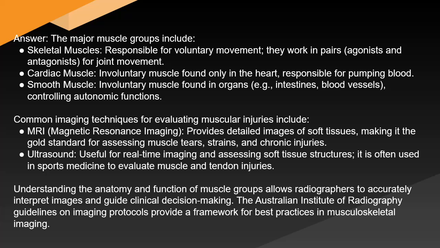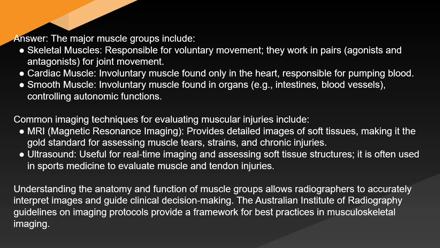Cardiac muscle, involuntary muscle found only in the heart, responsible for pumping blood. Smooth muscle, involuntary muscle found in organs, e.g. intestines, blood vessels, controlling autonomic functions. Common imaging techniques for evaluating muscular injuries include MRI, magnetic resonance imaging, provides detailed images of soft tissues, making it the gold standard for assessing muscle tears, strains, and chronic injuries.